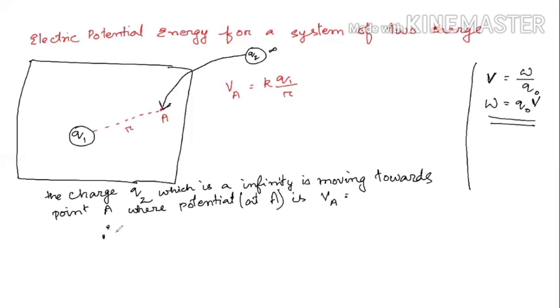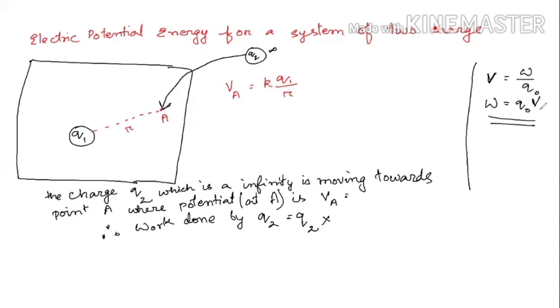Okay, so therefore, work done. Work done by whom? Work done by Q2, because he is moving, right? He is moving from infinity to point A. So work done by Q2 will be how much? We are going to use this formula. In place of Q naught, now we will place Q2 multiplied by the potential at point A, right?